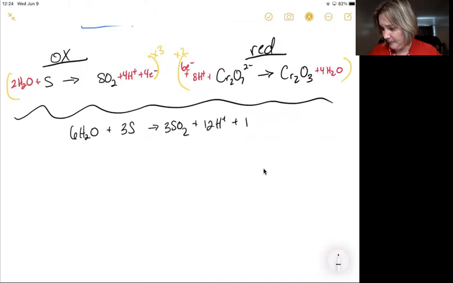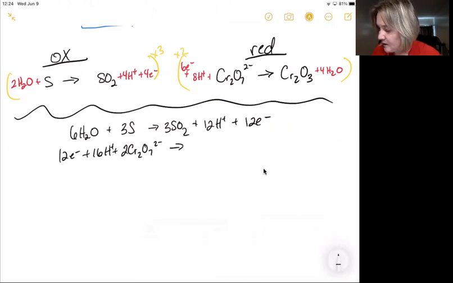plus 14 electrons. Boy, can you even add, bro? 12 electrons. Derp. Okay, my reduction multiplying out times 2, I've got 12 electrons plus 16 hydrogen plus 2 dichromate. That gives me 2 chromium 3 oxide, plus 8 H2O.